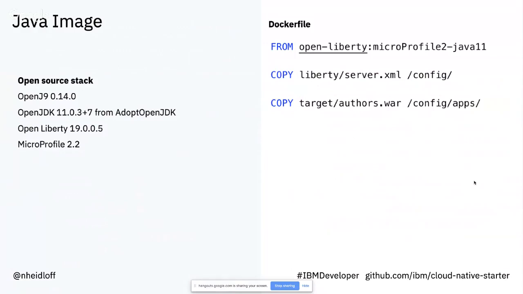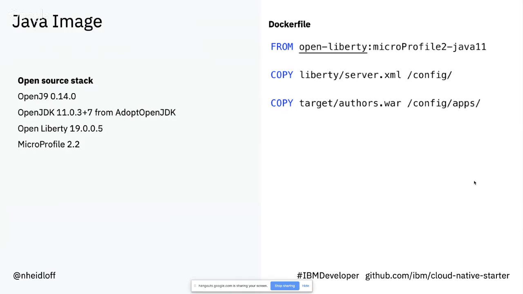As I said, I'm a big fan of open source. And I chose here a stack that is fully based on open source components. Okay, so starting with the OpenJ9. OpenJ9 is IBM's JVM, which we open sourced, I think, 2 years ago. And it's used in many of our offerings. In other words, it's enterprise proven.